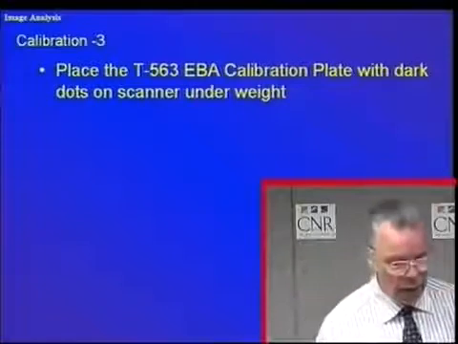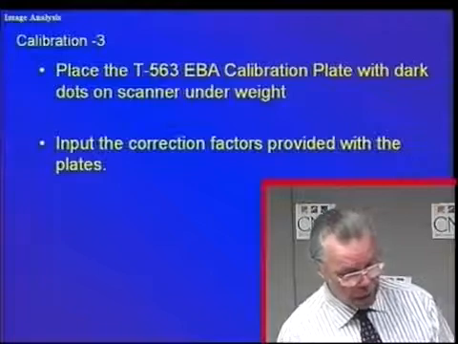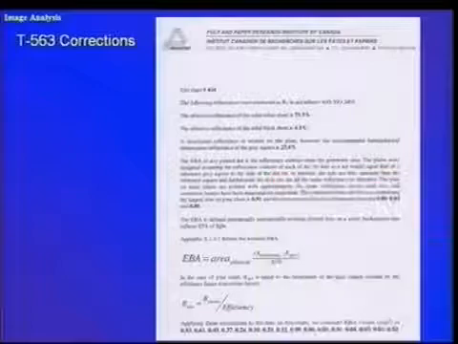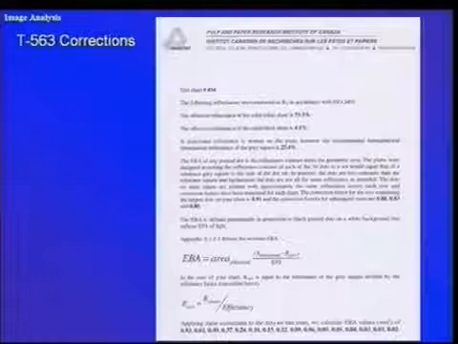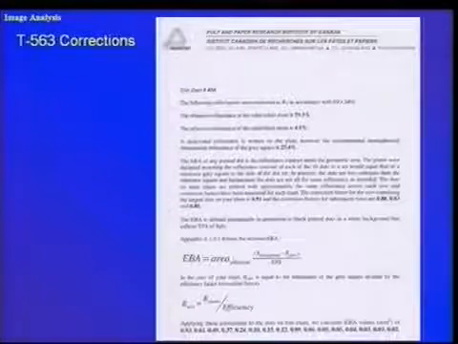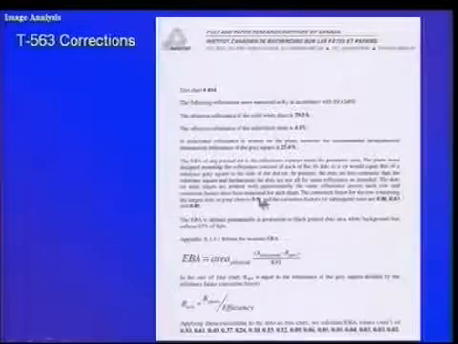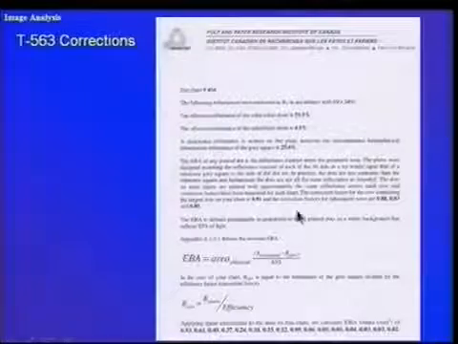Calibration. In TAPI 563, you use a calibration plate and you input factors that are provided with the plates. The plates come from TAPI, calibrated by Papricon in Canada. And as you see, there are correction factors given in the letter that comes with the plates. We will use primarily the dark dots.